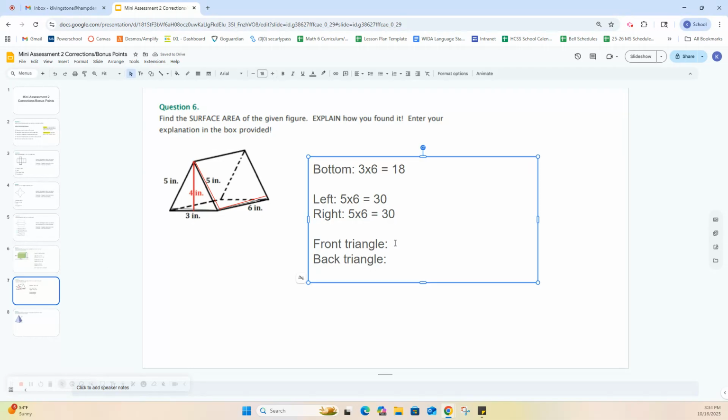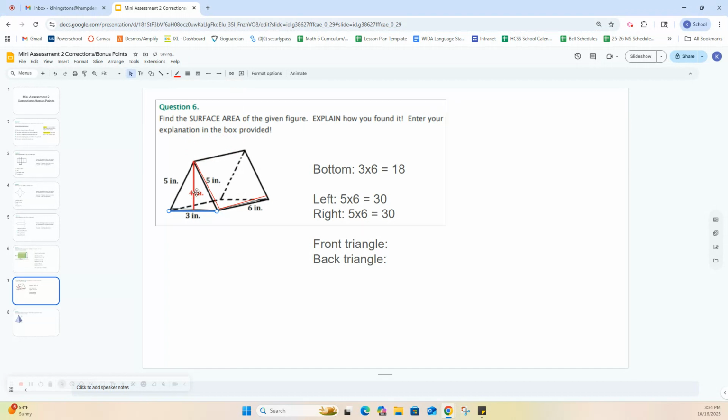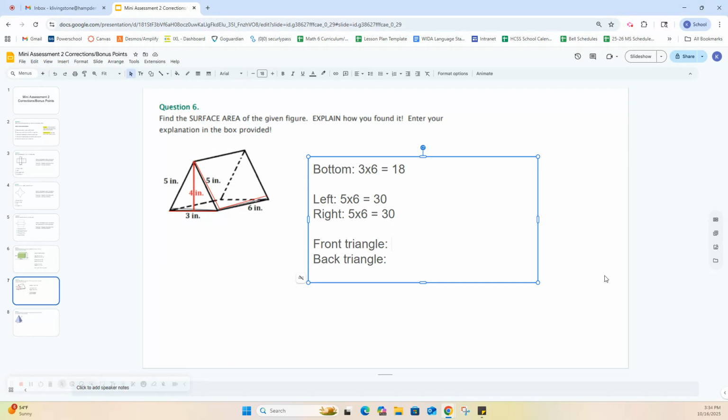All right, now each of the triangles. The base of each triangle we can see here is 3. And then the height of the triangle is 4. So the front and back triangles are each 3 times 4, but then divided by 2 would give us 6, because 3 times 4 is 12. Divided by 2 brings us to 6.